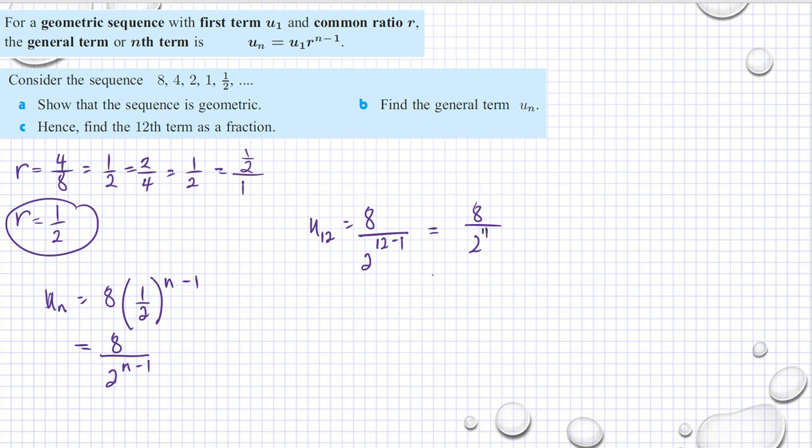And if we're going to write 8 in base 2, then we have 2 raised to 3 divided by 2 raised to 11. Then we have 2 raised to 3 minus 11, then we have 1 raised to 1 divided by 2 raised to 8. And 2 raised to 8 is 256. Then 1 divided by 256.